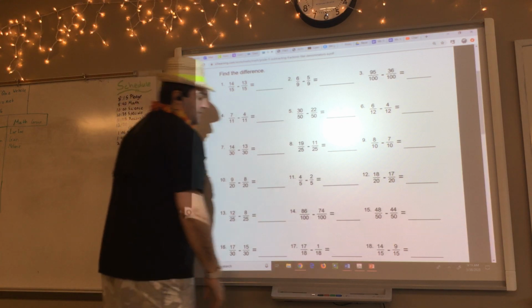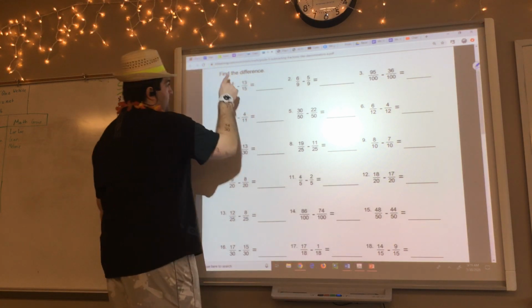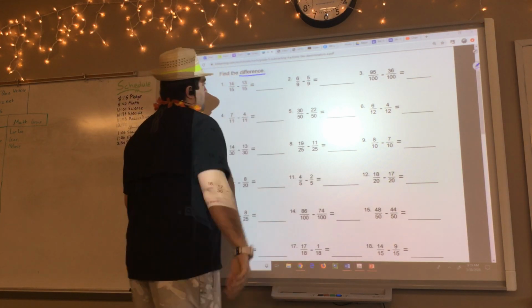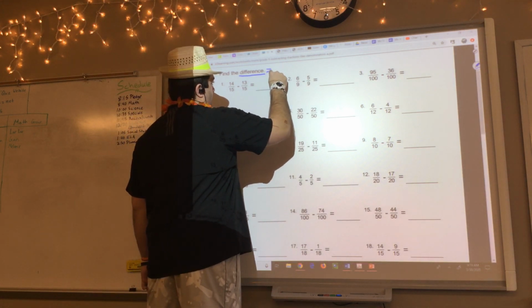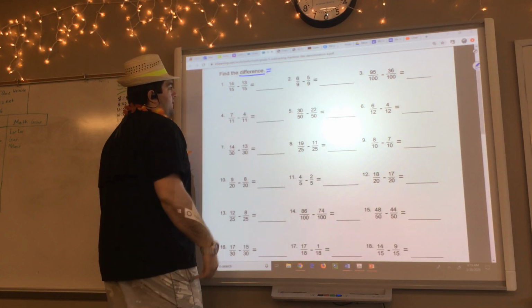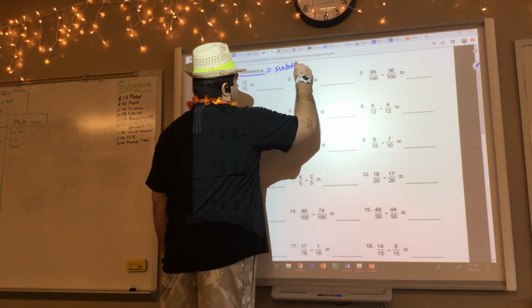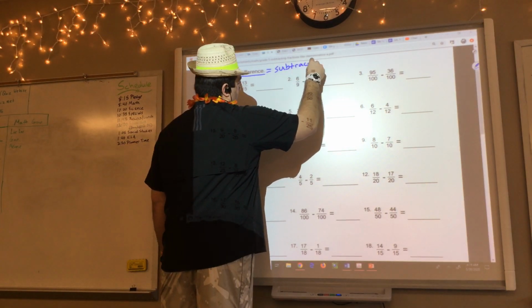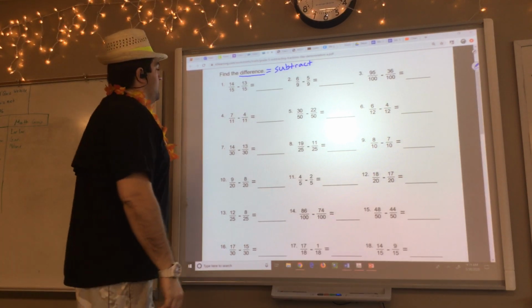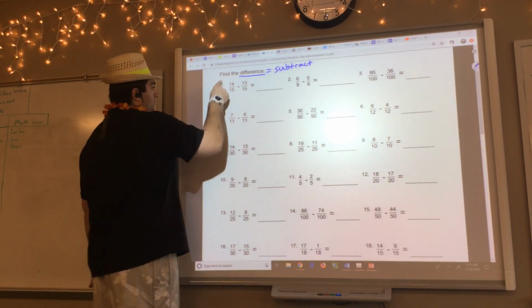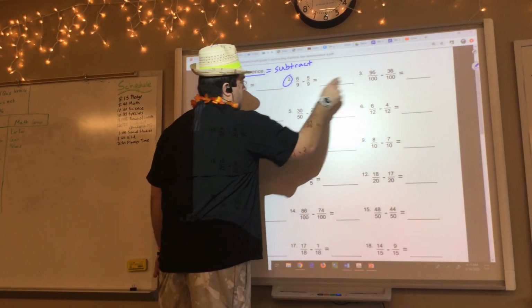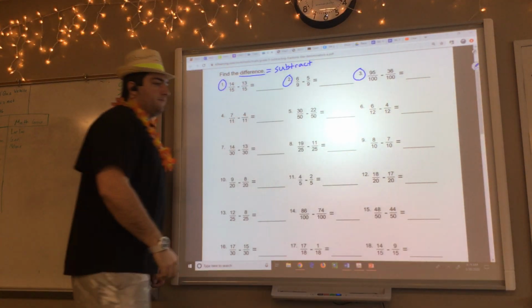Okay, now looking at this. Okay, it says find the difference. Remember, kind of going back to vocabulary right here. Difference means subtract. So you're subtracting if it means difference, okay? We're doing number 1, 2, and 3 today.